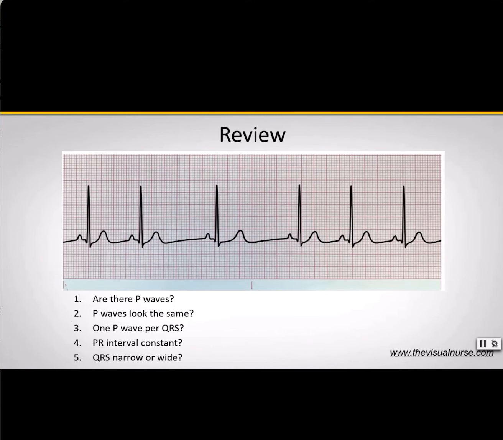Okay? Next strip. Are there P waves? Yes. Do they all look the same? Yes. Is there one P wave for each QRS complex? Yes, there is. The PR interval is constant as well, so it's taking the same amount of time to reach the ventricles. And again, the P waves are all upright and they appear similar, so we assume them to be sinus. That's the trick here. QRS is narrow, which confirms what? That the impulse is coming from above the ventricles.